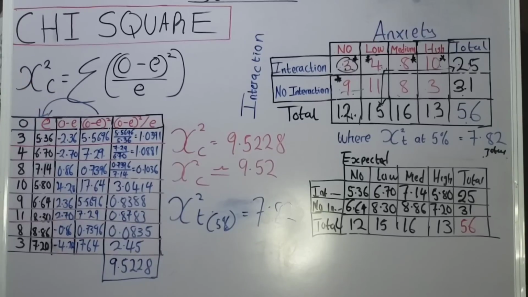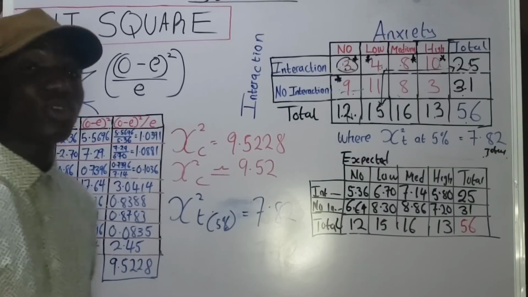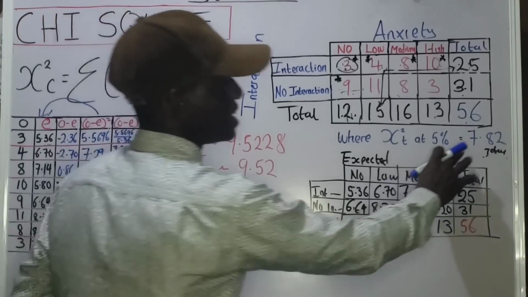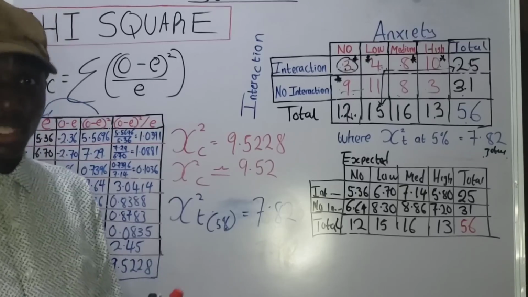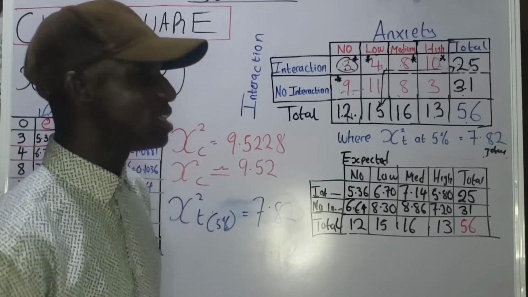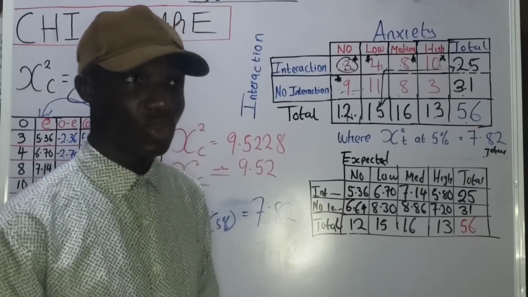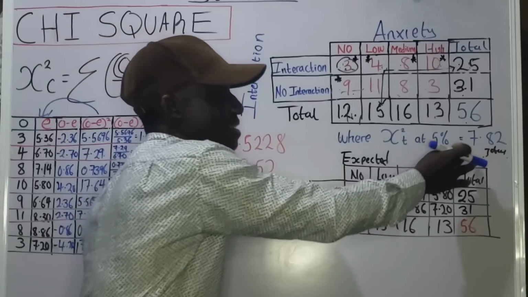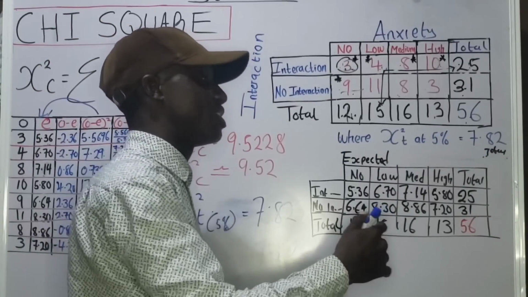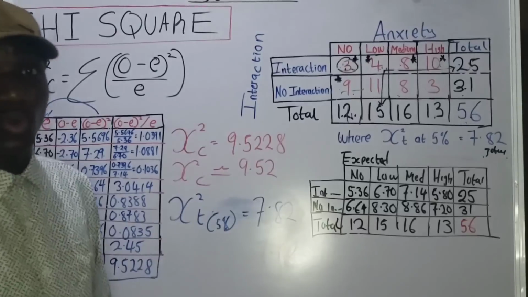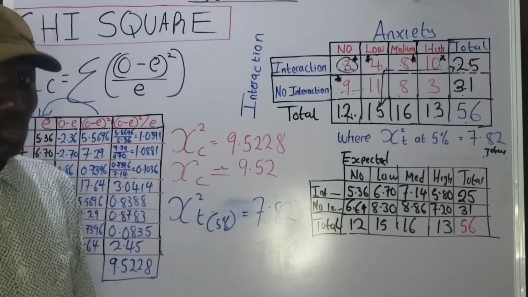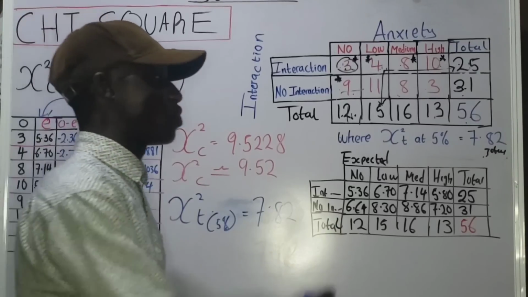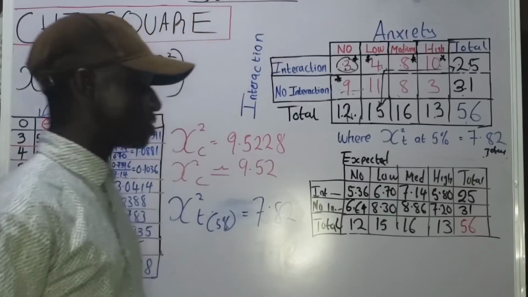Don't worry. In some cases, you might not be given the critical value in your question. Listen to what I'm saying. In this question, we've been given that the critical value at 5% is 7.82. But there are some cases whereby you are not going to be given the level of significance or the critical value. In that case, you're going to look for it on your table. By the end of this class, I'm going to teach you how to check that on the table. So the critical value at 5% is 7.82.